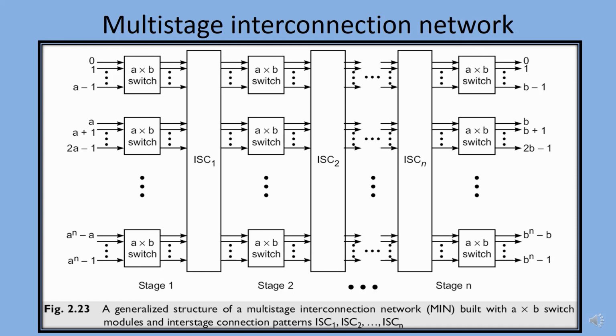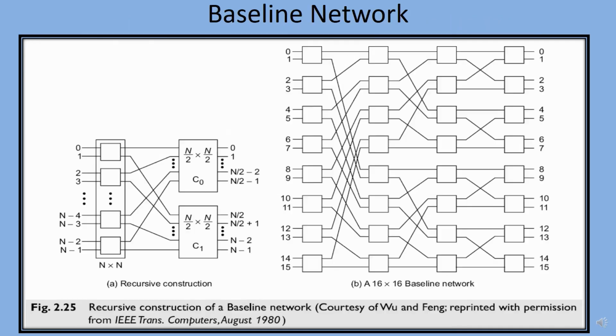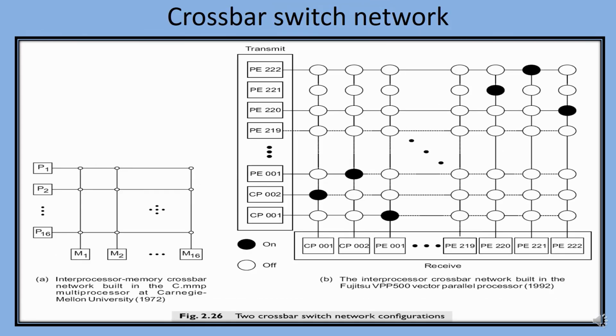Diagram shows the working of omega network. This is the structure of baseline network. Finally, this is a crossbar switch network.